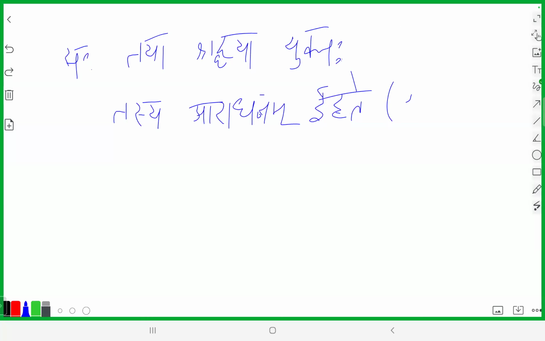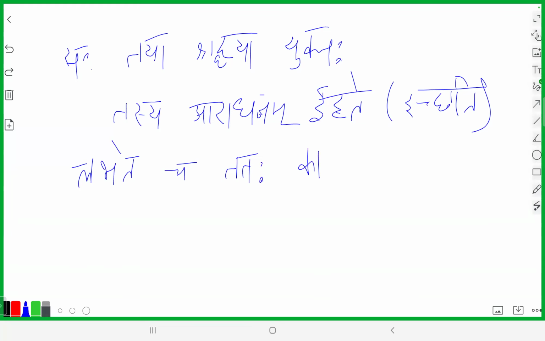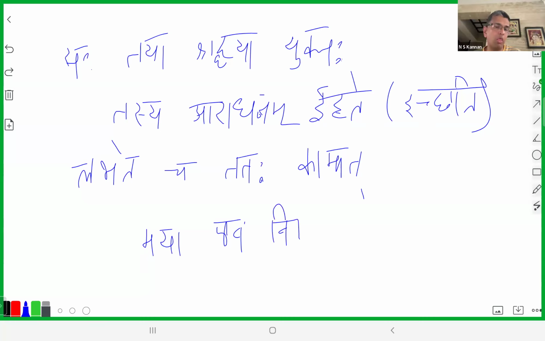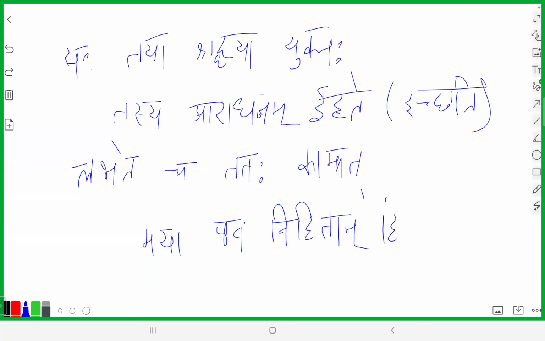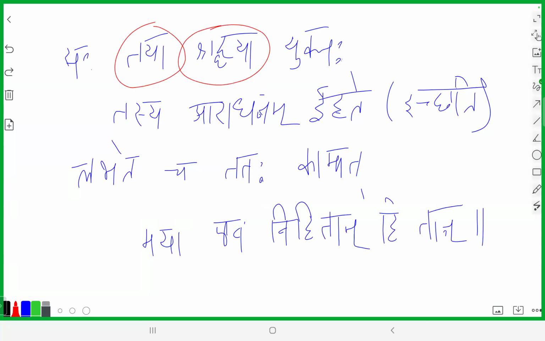ईहते, इच्छति, right? Another verb for इच्छति. लभते च ततः कामात् मया एव विहितान् हि तान्. तया तृतीया श्रद्धया युक्तः तस्य आराधनम् ईहते, लभते च ततः कामान्, मया एव विहितान् हितान्.